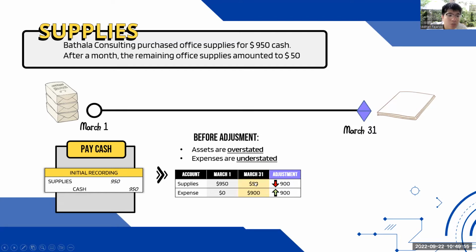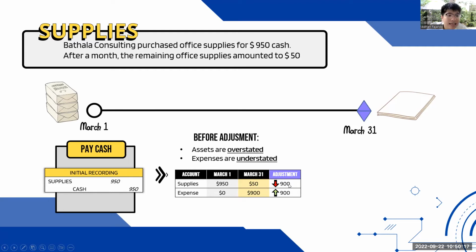Pero in March 31, when we conducted the physical count, 50 pesos na lang yung worth niya, hindi na 950. Therefore, we have to adjust. Therefore, assets are overstated at 950, right? So kailangan we decrease our supplies by 900 in order to reflect the true amount of 50 na lang siya.